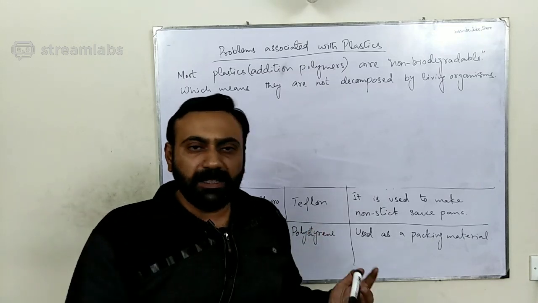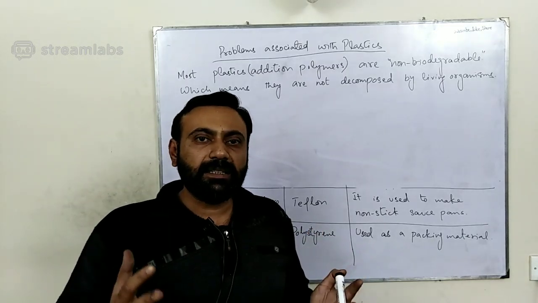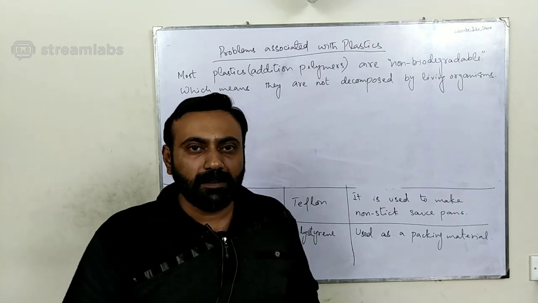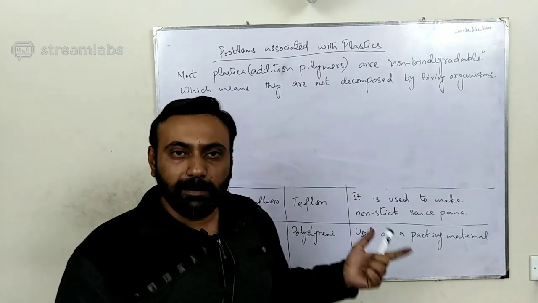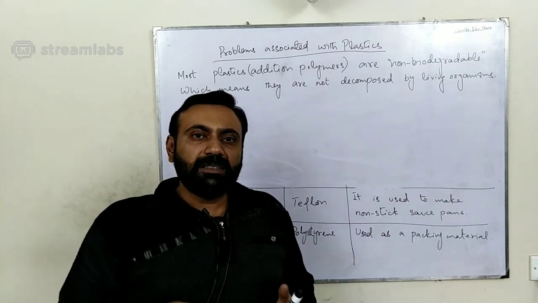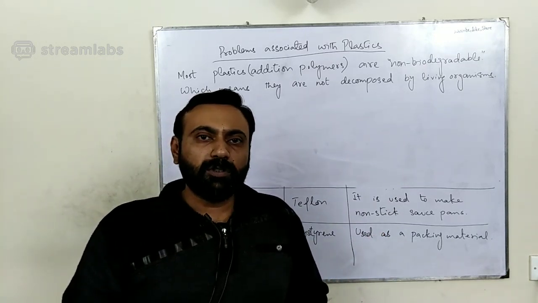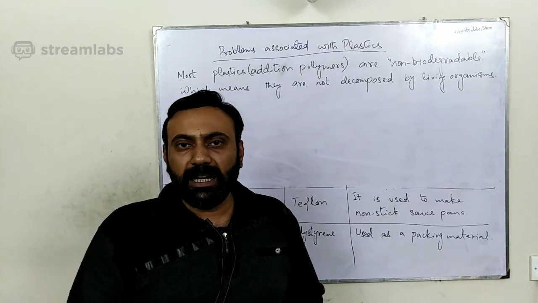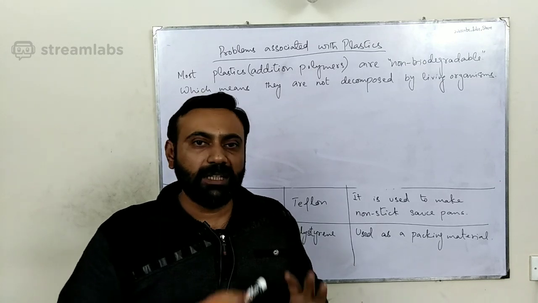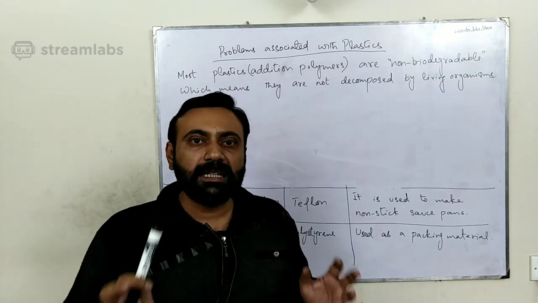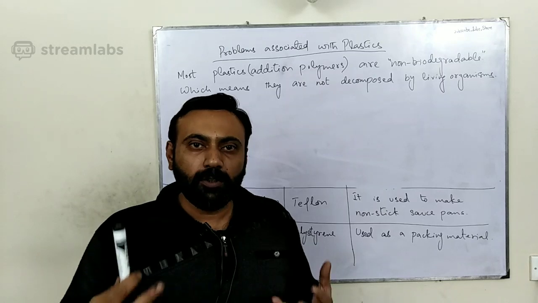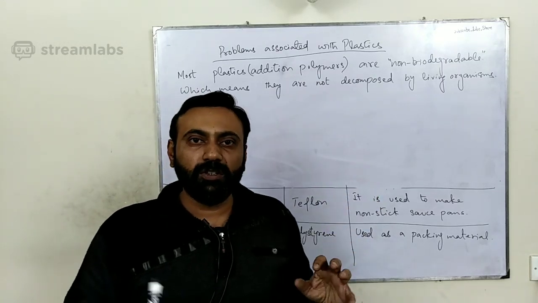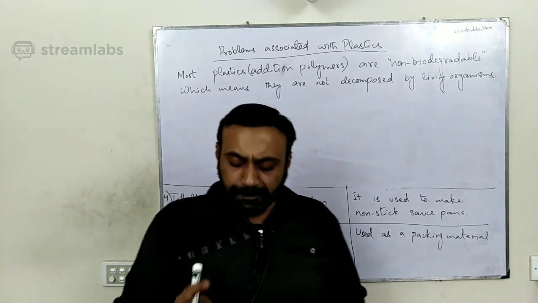And when that garbage is dumped into some place, that keeps on occupying the land, because plastics are not decomposable, they are non-biodegradable. The other material present in that garbage is decomposed by microorganisms like bacteria, like fungi. But these plastics are not broken down, they do not decompose, so they keep on occupying the land. So the first problem caused by these plastics is the shortage of land.